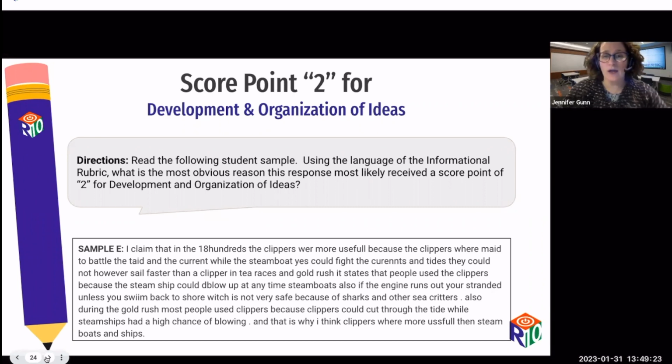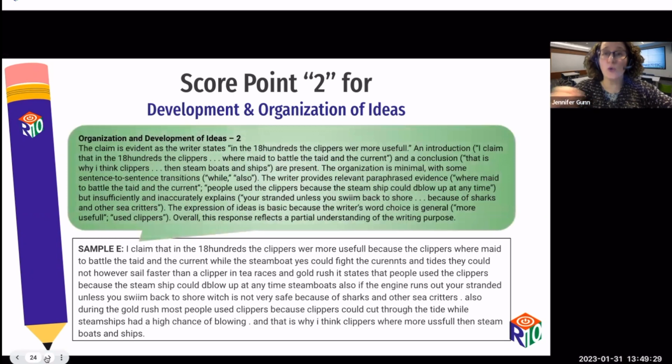And that is why I think clippers were more useful than steamboats and ships. So we need to notice, even though it's not paragraphed, that the student does have a claim, a controlling idea, and introduction. I claim that in the 1800s, the clippers, and they go on. It does have a conclusion, not paragraphed, but there is a closing thought. That is why I think clippers were more useful than steamboats.